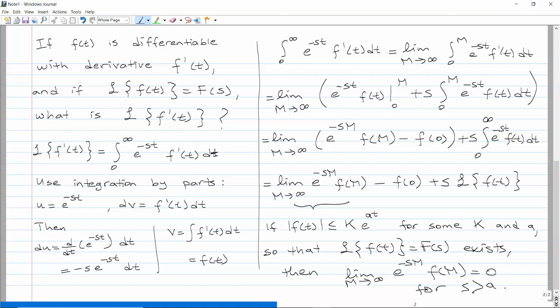So what is the upshot then? When we have this inequality, the Laplace transform of my function exists for s greater than a. So this condition comes from the condition for the Laplace transform of the function f. So it's nothing extra. It comes together with the Laplace transform of f.